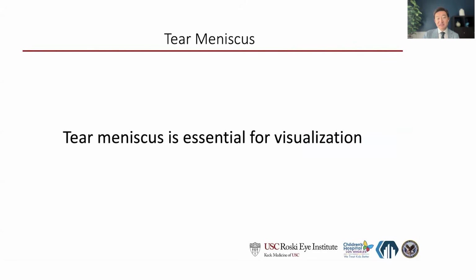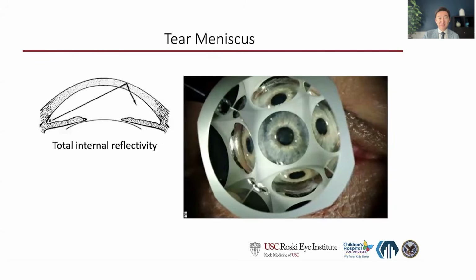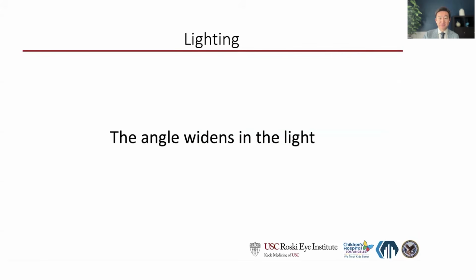The first thing to recognize is that the tear meniscus is essential for visualizing the angle. Due to an optical principle called total internal reflectivity, if we don't have a smooth tear meniscus, then we can't visualize the anatomical structures inside the eye. Therefore, it's important to squeeze out any air bubbles gently prior to initiating the gonioscopic exam.